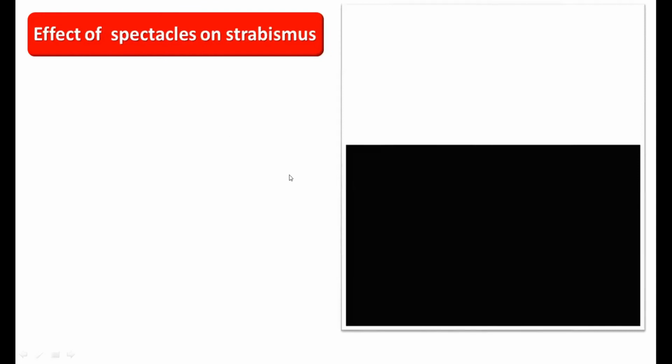So what do you think is the effect of spectacles on strabismus? We prescribed the spectacles for refractive correction, to get the vision improved. But suppose the child also has strabismus. What do you think is the effect of the spectacles on strabismus? This is a question for you. Okay, let's watch this video while you think over this question.